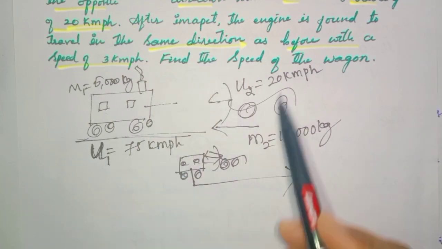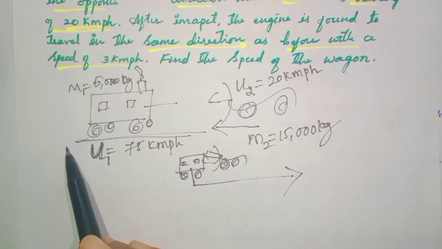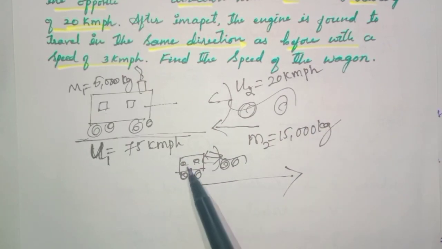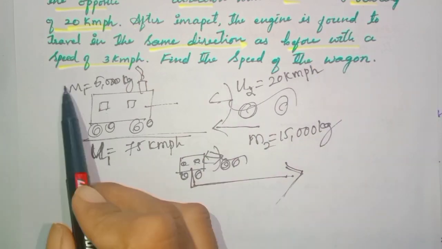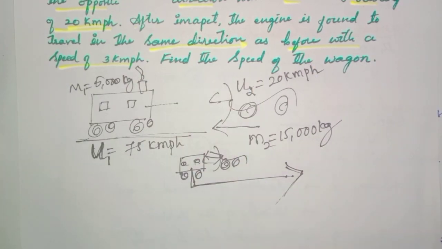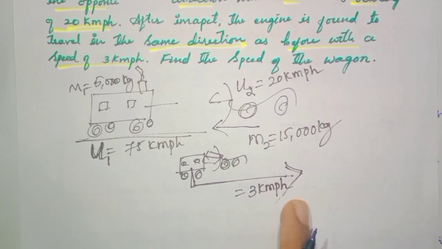After the collision, after the impact, the engine will travel in the same direction as before, with a speed of 3 km/h. Here you have to observe that the engine starts to travel with a velocity of 3 km/h. So after the collision it is traveling right with this speed.